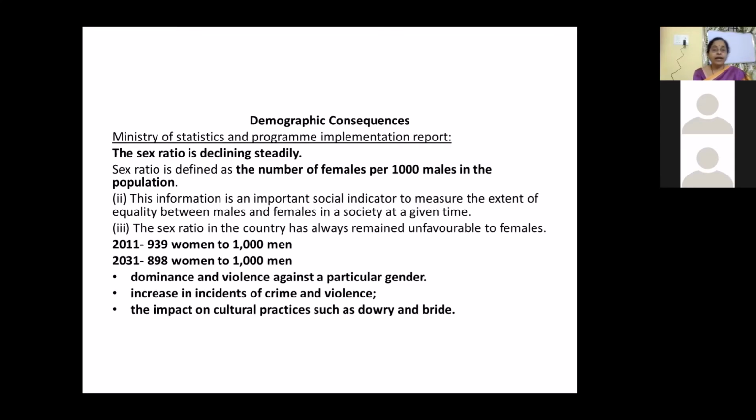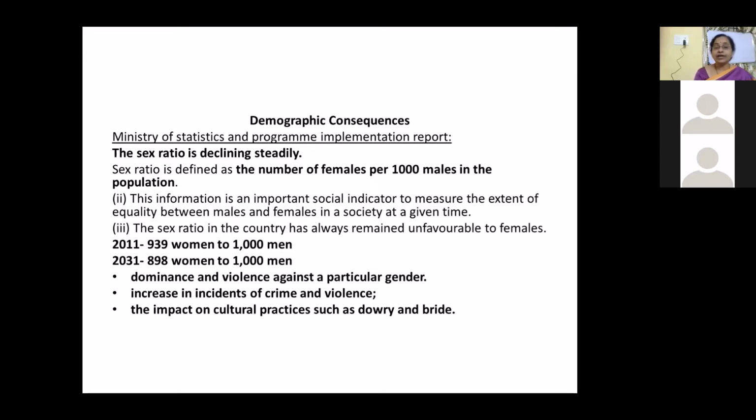And as a result, what happens? Dominance and violence against a particular gender. Maybe it is female. They are guessing that by 2031, it will be 898. Even if it changes also, the number of women rises and the number of men falls also.